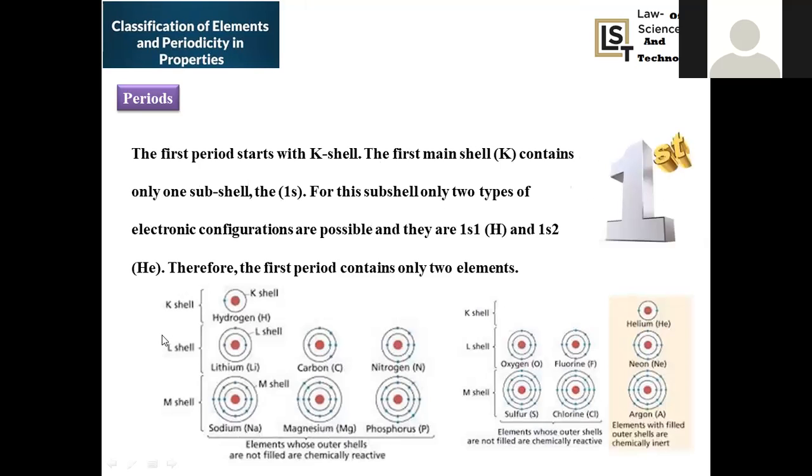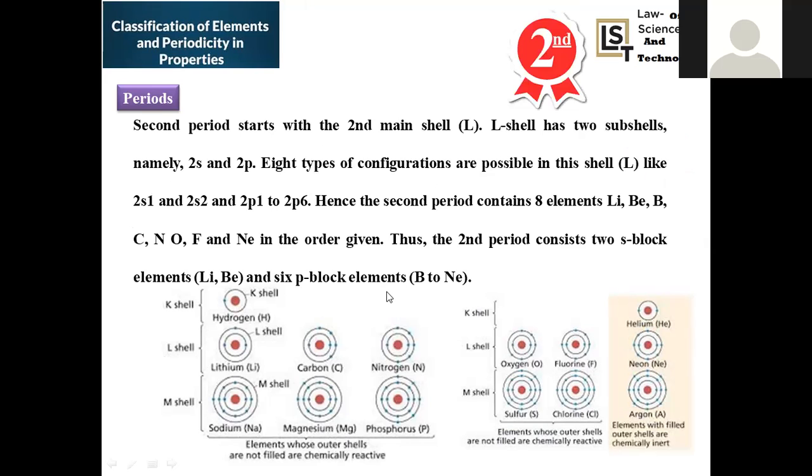Now let us fill the electrons. Let us discuss the different periods which are located in the entire modern periodic table. When you look into the first period, designated as K shell, it has only 2 elements. One is hydrogen, second is helium. Hydrogen is associated with only 1 electron, and helium, being completely filled, has 1s2 electronic configuration. So the first period has only 2 elements in this entire periodic table.